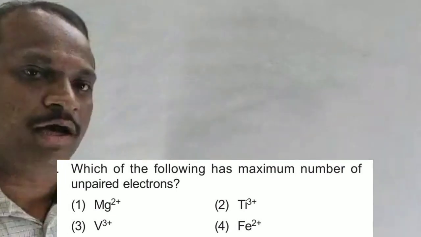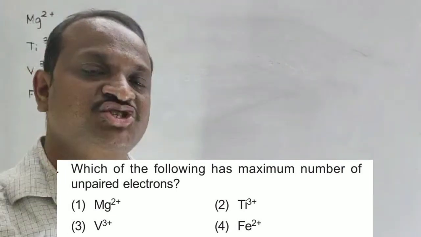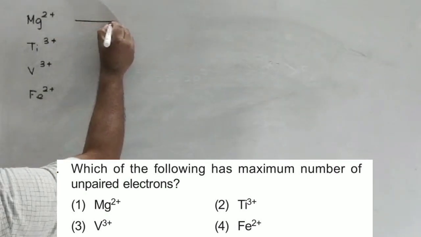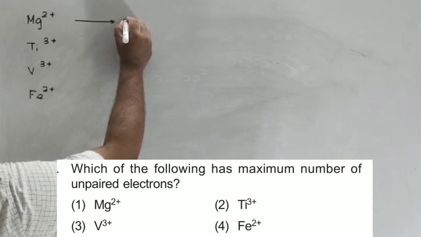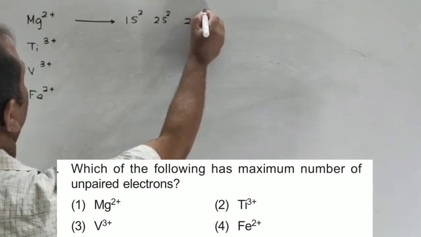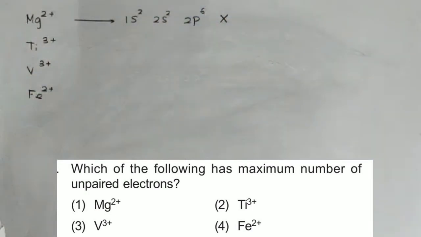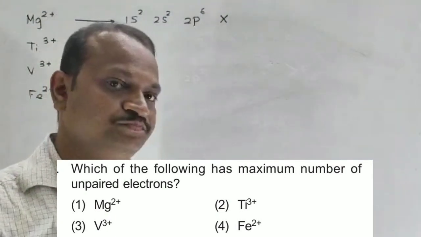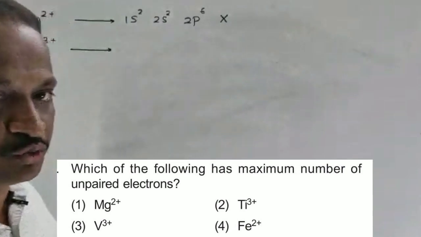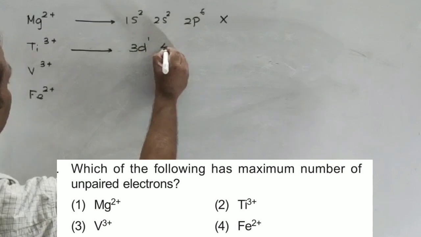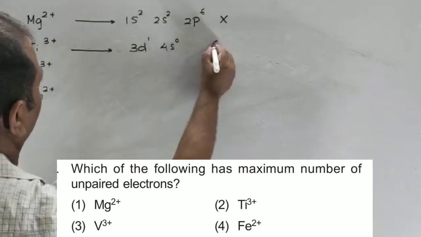See, in this question, which of the following has the maximum number of unpaired electrons? Here, let's see. What is the configuration of Mg2 plus? Mg2 plus means 1s2, 2s2, 2p6. Here there is no unpaired electron. In titanium 3 plus, titanium is 22. 22 means 3d2 4s2. So from 3d2 4s2 we have removed electrons, so 3d1 4s0. Here how many unpaired electrons?